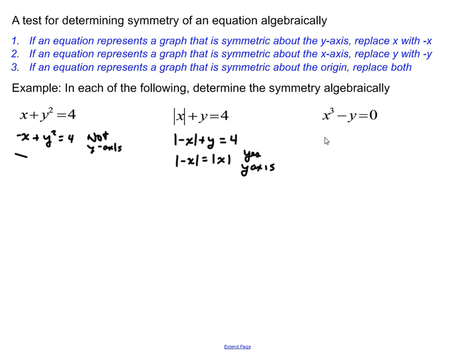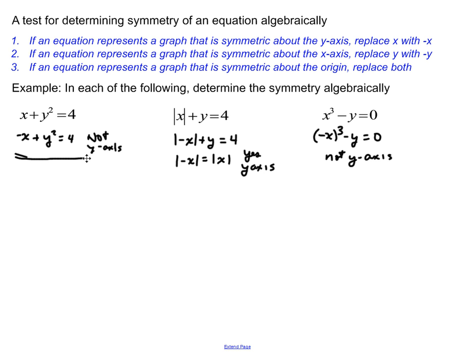How about our last one? What if we replace x with negative x here? Well, we're going to see the same deal as we did in the first graph, raising negative x to the third minus y. We change the values of x that go into this function. We change this function because negative x cubed is the same thing as the negative of x cubed. So no, this is not symmetric to the y-axis.